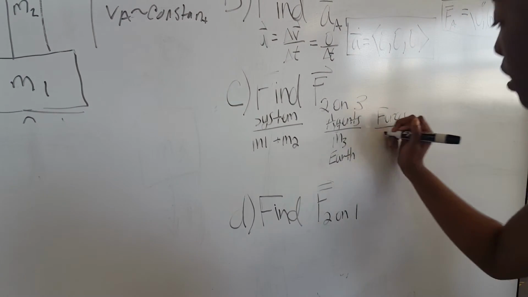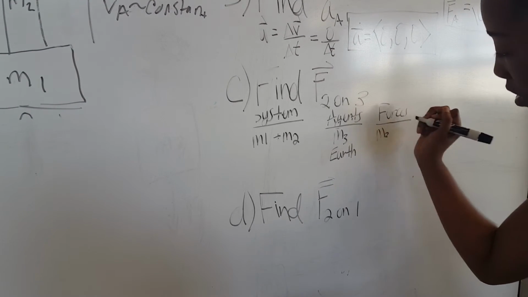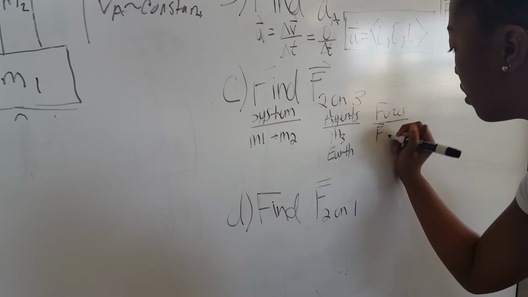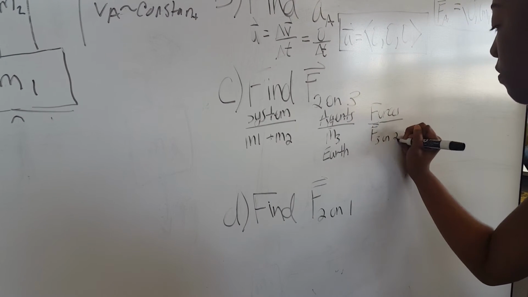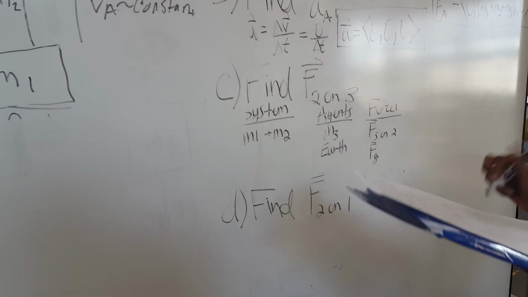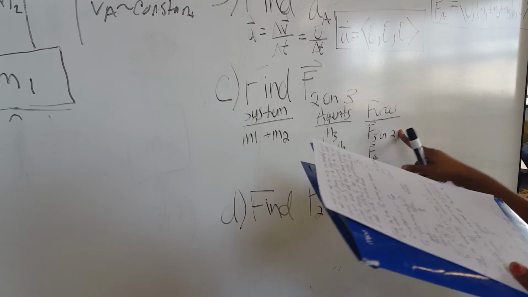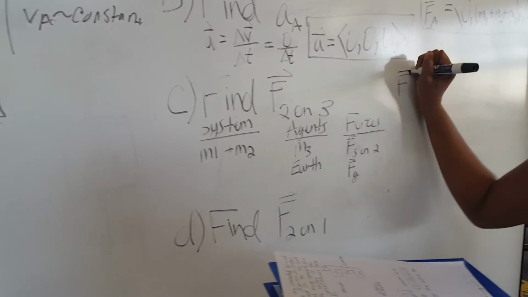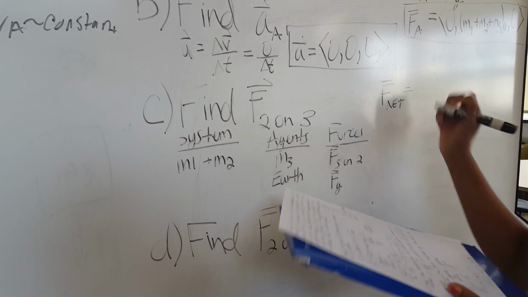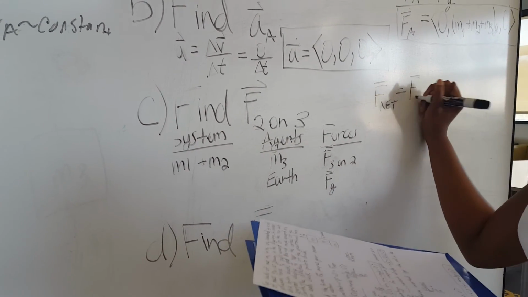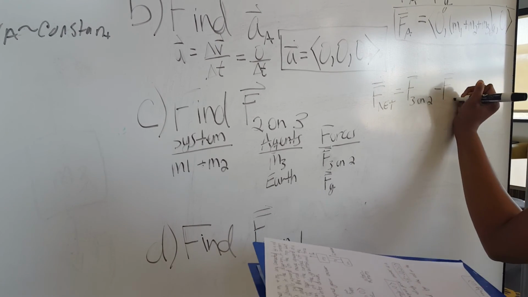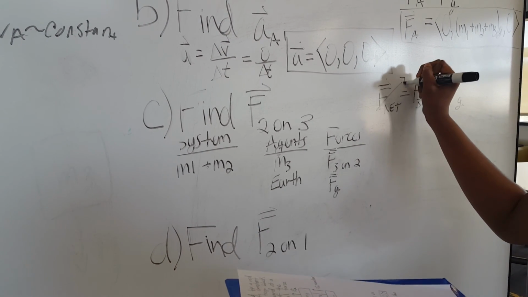The forces would be the vector F3 on 2, and of course Fg, which is the force of Earth. And then based on these forces, we can write out our equation. We'll have F net equals F3 on 2 minus Fg. Once again, we know F net is 0. We found that earlier.